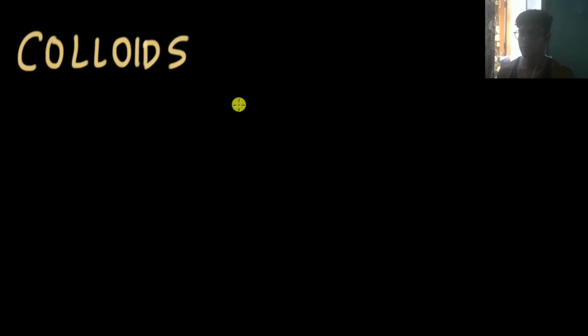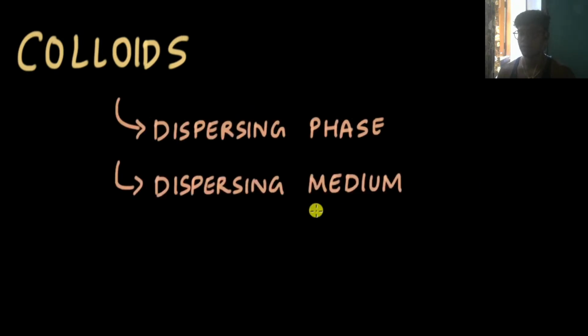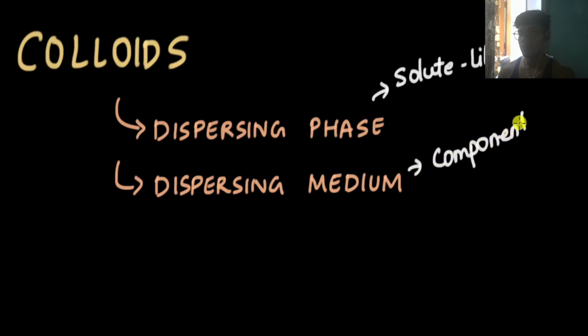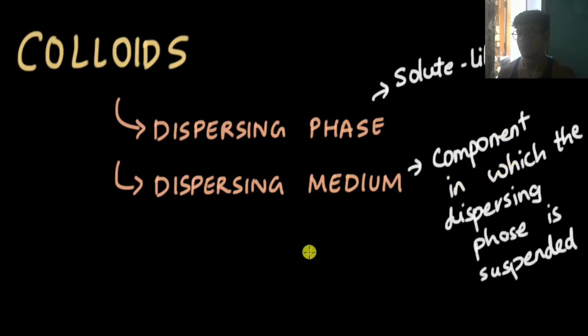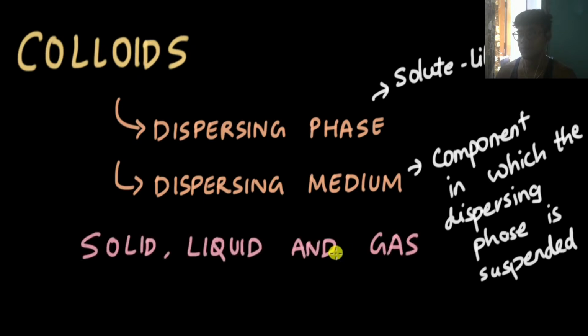Alright, so in order to understand different types of colloids, we need to understand the components of colloids. What makes up a colloid? It turns out there are two components: the dispersing phase and the dispersing medium. The dispersing phase is the solute-like particles that are dispersed in the dispersing medium. The dispersing medium is the component in which the dispersing phase is suspended. Colloids are classified according to the state, solid, liquid or gas, of both the dispersing phase and dispersing medium. So let's have a look at different types of colloids now.